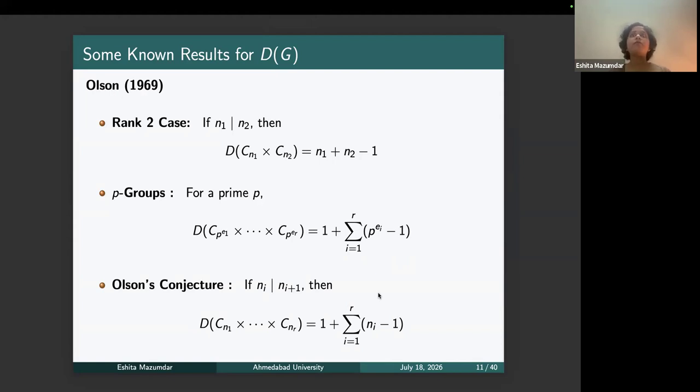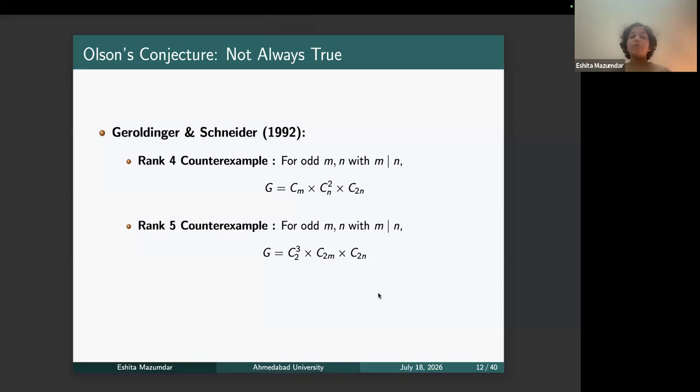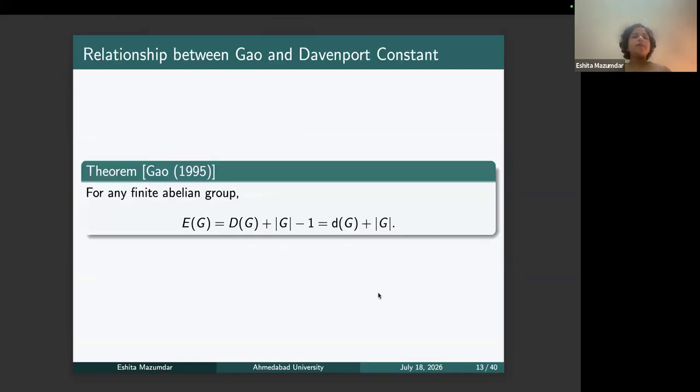After 23 years of that conjecture, in 1992, Geroldinger and Schneider proved that the conjecture is not true for rank 4 and rank 5. But for rank 3, we don't have any concrete result as of now, as far as my knowledge goes. So that could be a very nice approach to think about. Interestingly, for the abelian setup, in 1995, Gao proved that there is a very nice relationship between this Gao constant and the Davenport constant. In terms of small d(G), I can write it in this way.